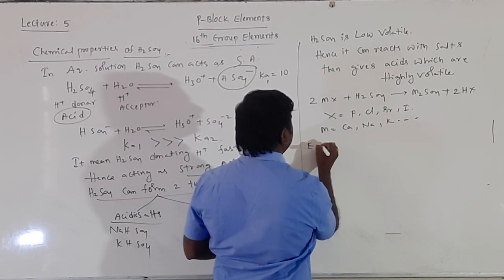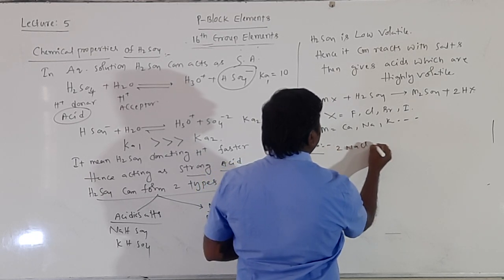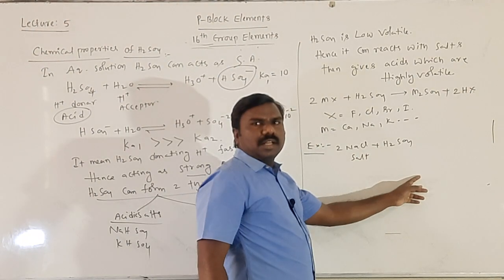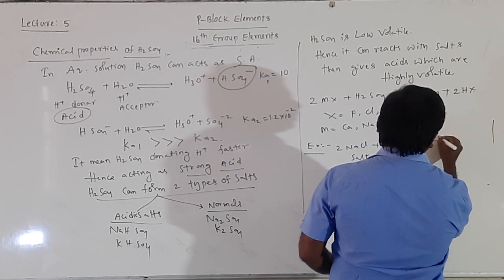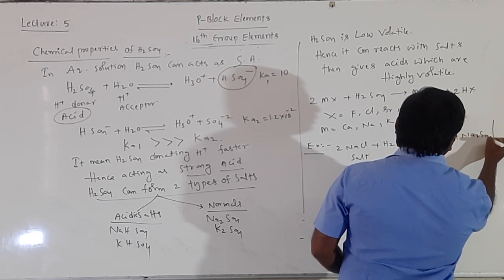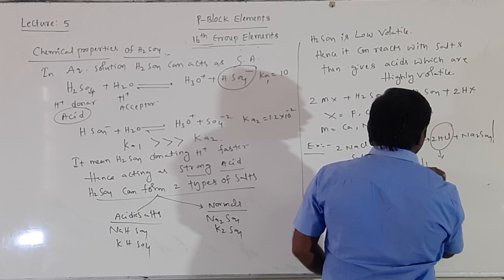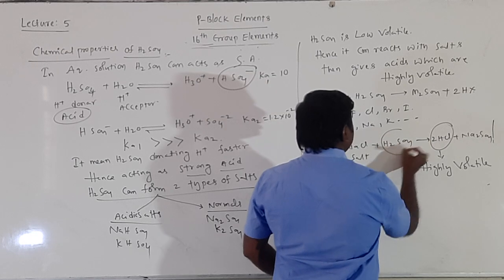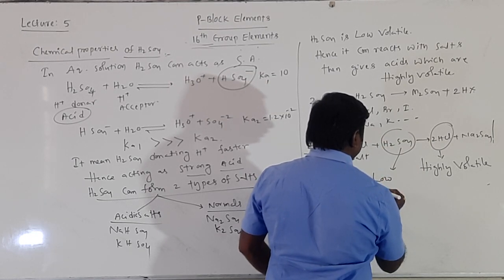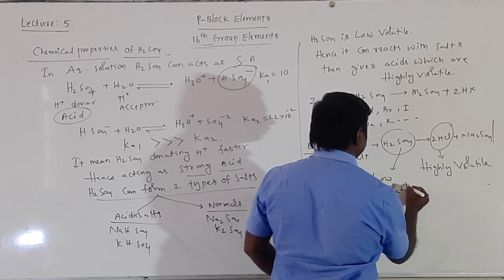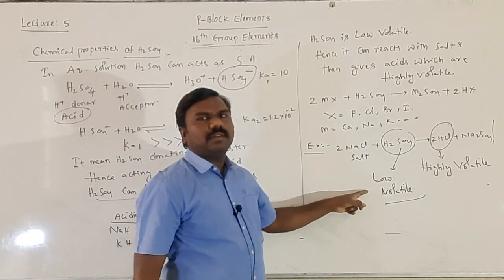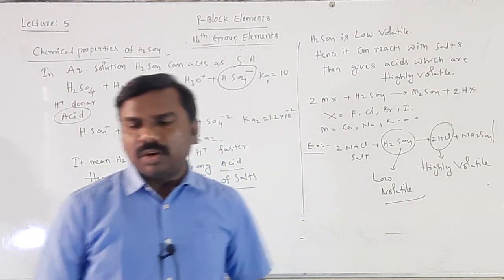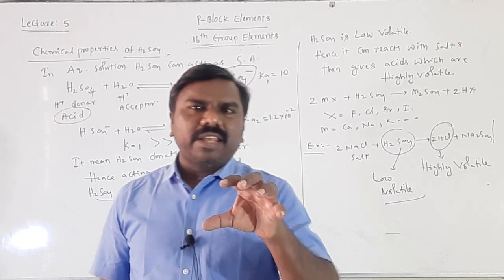An example for this reaction is 2NaCl plus H2SO4. NaCl is a salt. A salt can react with sulfuric acid, then gives rise to 2HCl plus Na2SO4. HCl is highly volatile. H2SO4 is low volatile. Low volatile H2SO4 reacts with the salt, then gives high volatile acids. Okay.